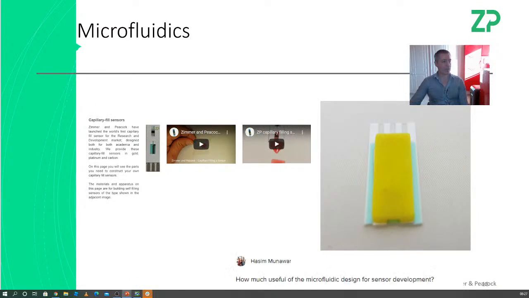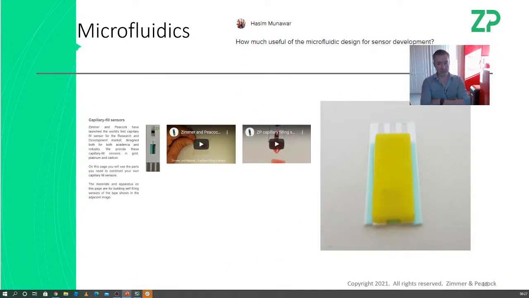A little while ago, Hasim asked questions about microfluidics for biosensors. I would like you to potentially just Google capillary fill sensors on Zimmer and Peacock and watch a video there. You'll see a video where a sensor fills by what we call capillary action. Essentially, an in vitro diagnostic. So many of you are actually developing in vitro diagnostics. You need an electrochemical sensor and you need microfluidics.